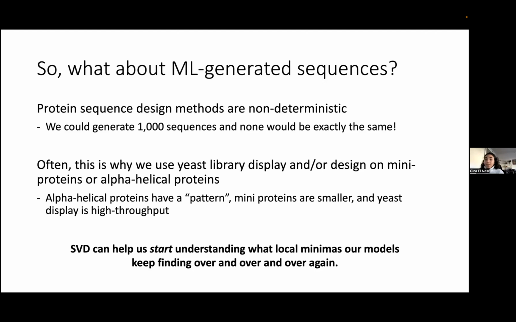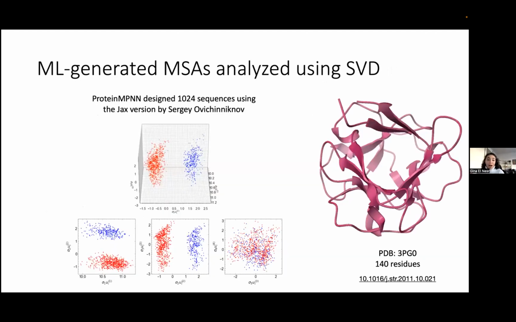So I tested on 3 different proteins, and this is just a very fun thing that I've been doing on the side. This is not in the paper. This is just stuff that I've been doing. So this is a pretty cool protein. Tianyu actually suggested it, and it has this tri-symmetry. It's like a little bundle. It's 3PGO on PDB, and it's 140 residues long.